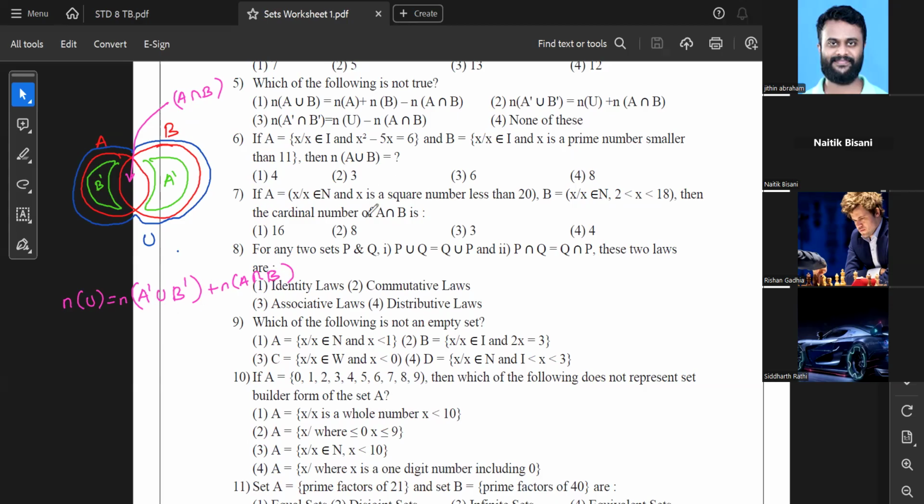So if that is the case, in this formula, A dash union B dash is what has been asked. So I'll keep this on one side and take this to the other side. The number of A dash union B dash will be equal to the cardinal number of the union set. I'll take this to the other side, that becomes minus the number of A intersection B. Am I clear?